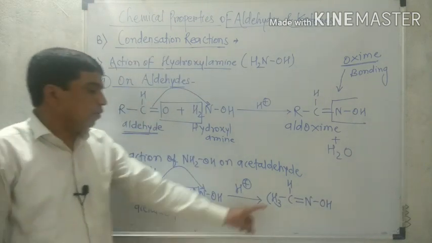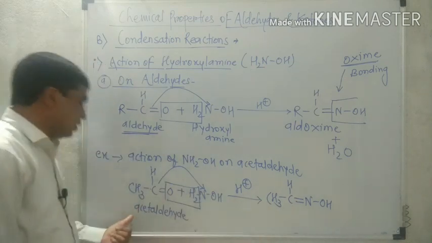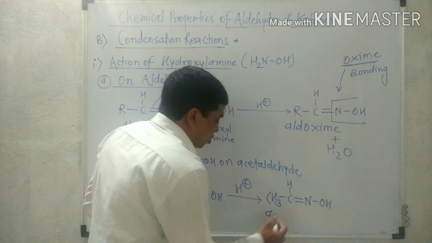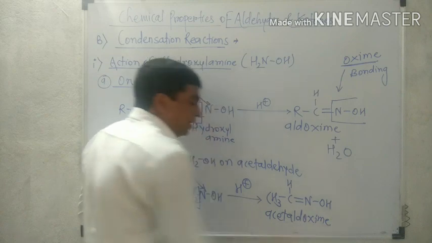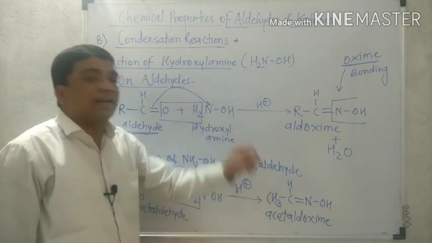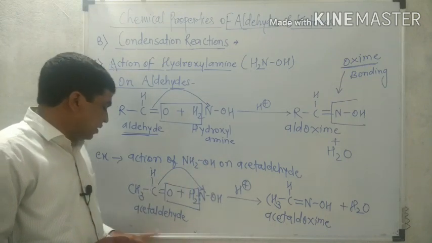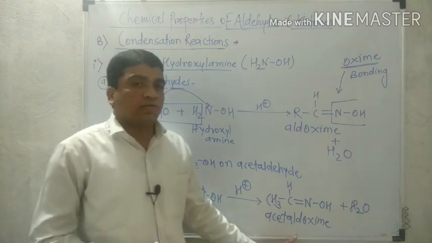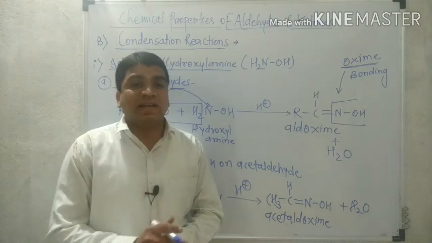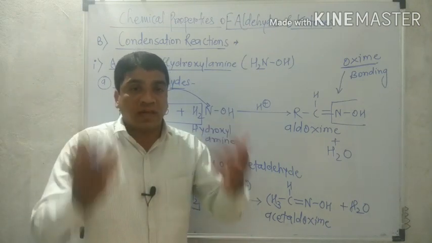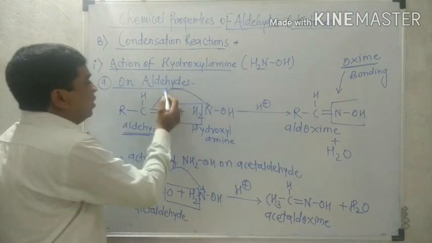Due to the presence of C=N-OH, it is an oxime type of compound. But this oxime is formed by acetaldehyde, therefore in short it is called acetaldoxime. So what happens when acetaldehyde reacts with hydroxylamine? It gives acetaldoxime and water as byproduct. If propionaldehyde is taken in the reaction, it gives propionaldoxime, this type of compound. That is the action of hydroxylamine on aldehyde.